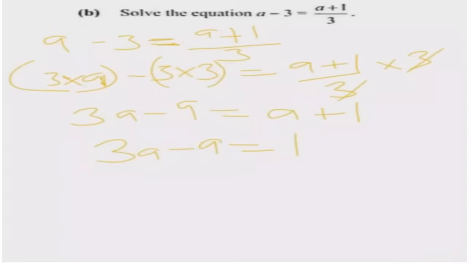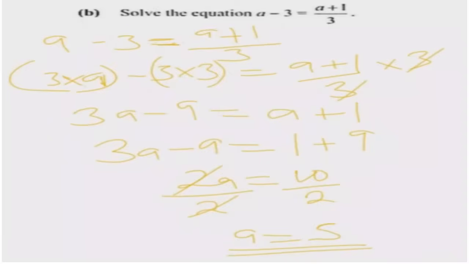Then 9 will cross the equal sign and become positive, which is going to be plus 9. Then 3a minus a will give us 2a, which is equal to 1 plus 9, which gives us 10. Then we divide both sides by 2. The 2 on top and the 2 at the bottom cancel each other, leaving us with a. Then 2 into 10 will give us 5. So the value of a is 5.